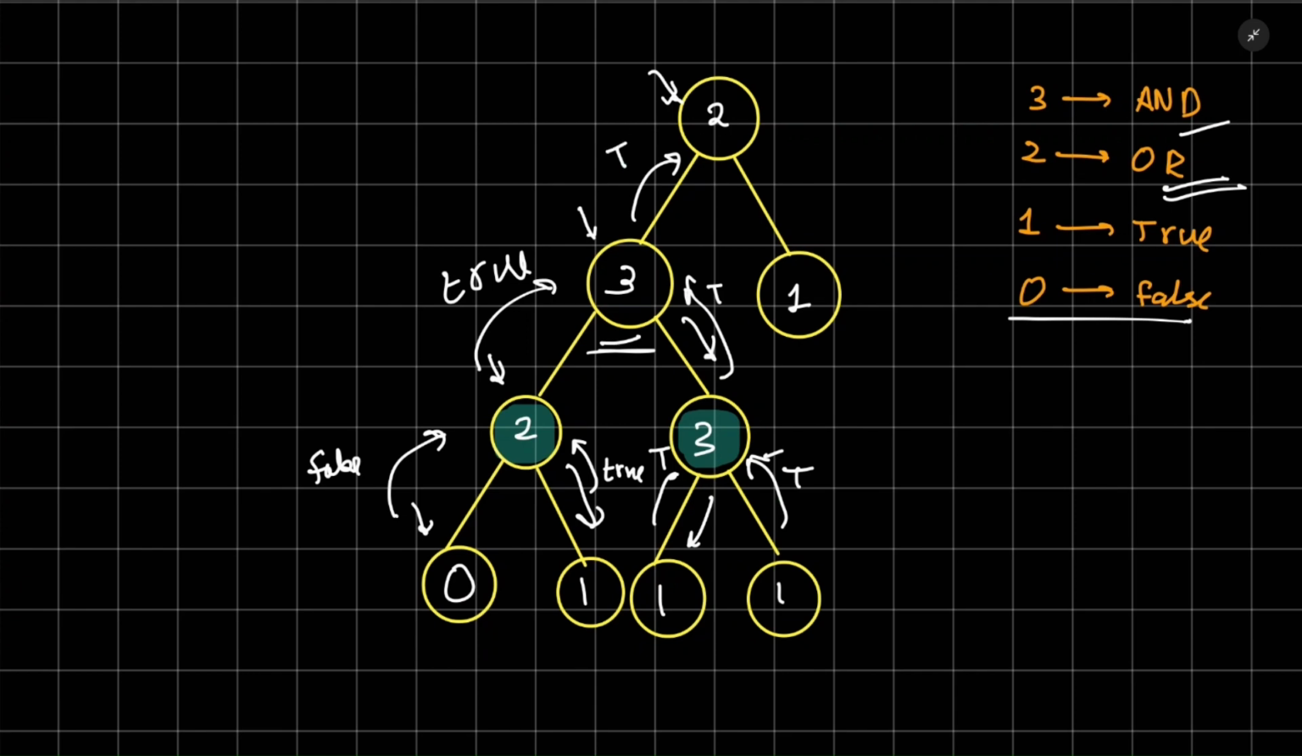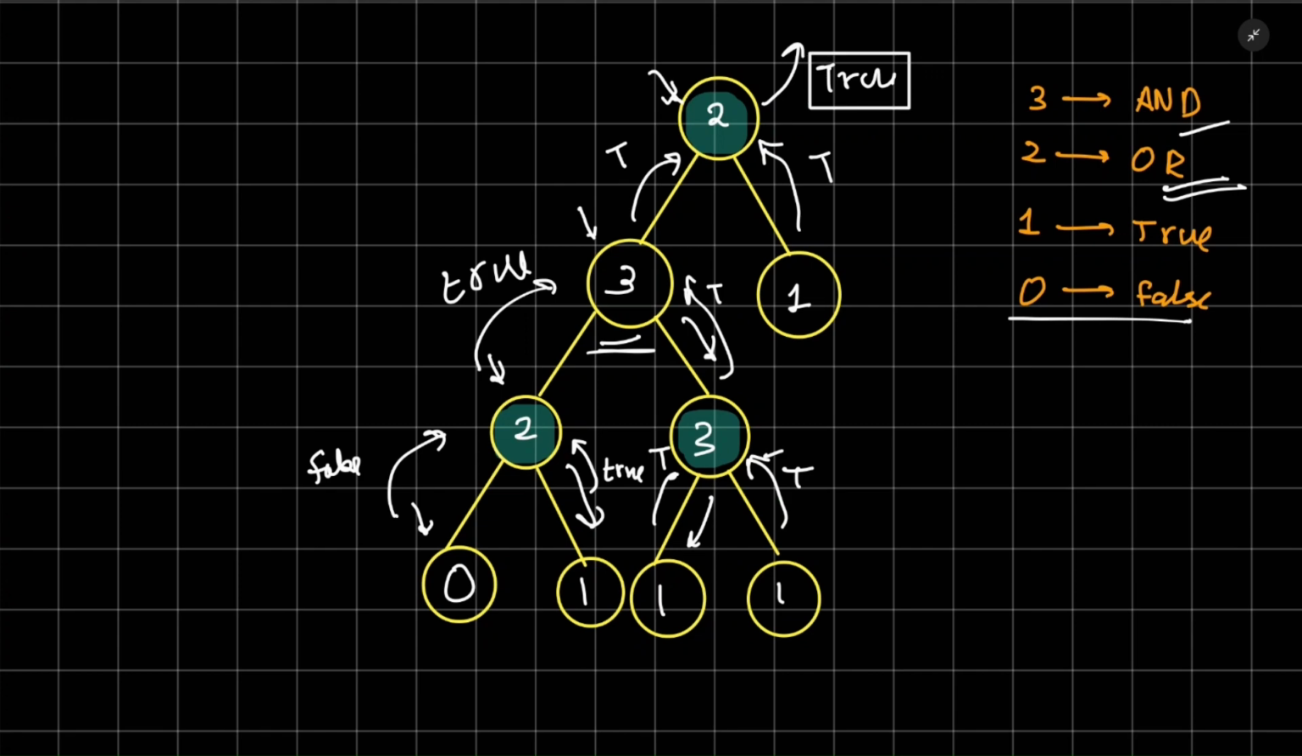And now for this one, we call the right one, which is already true. For this node with value 2, we have to do an OR operation on these values, so we return true or true, that is true. And that would be the final answer for this complete tree.